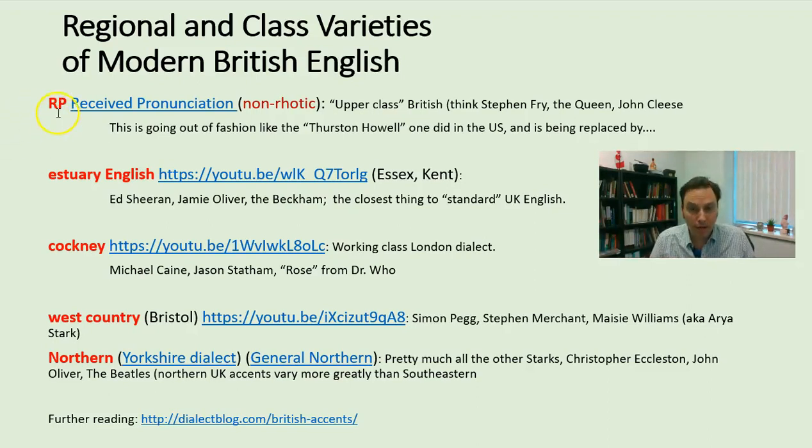First of all, an important one in the history of British English is what's called RP, or received pronunciation. This is that upper-class British accent. If you've ever heard Stephen Fry or John Cleese or the Queen talk, this is a very sort of posh kind of, this is actually going out of fashion. You don't hear it spoken so much anymore.